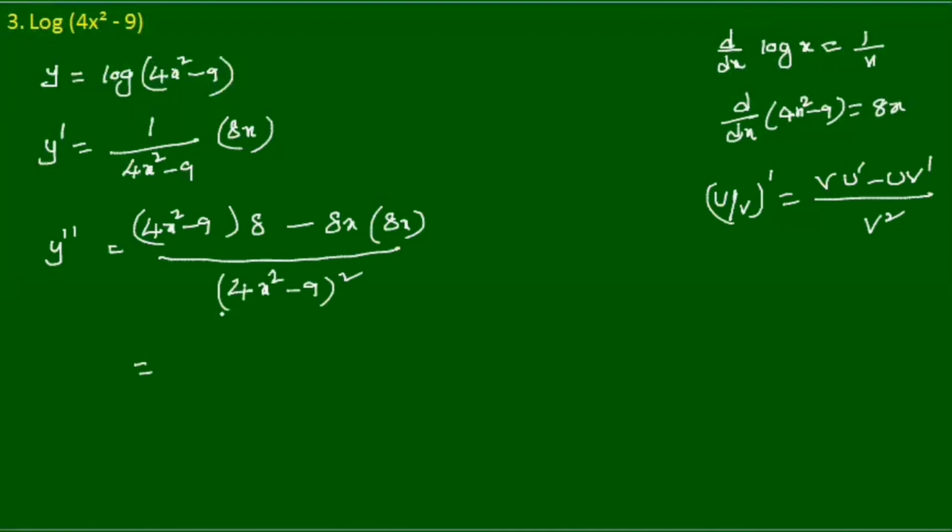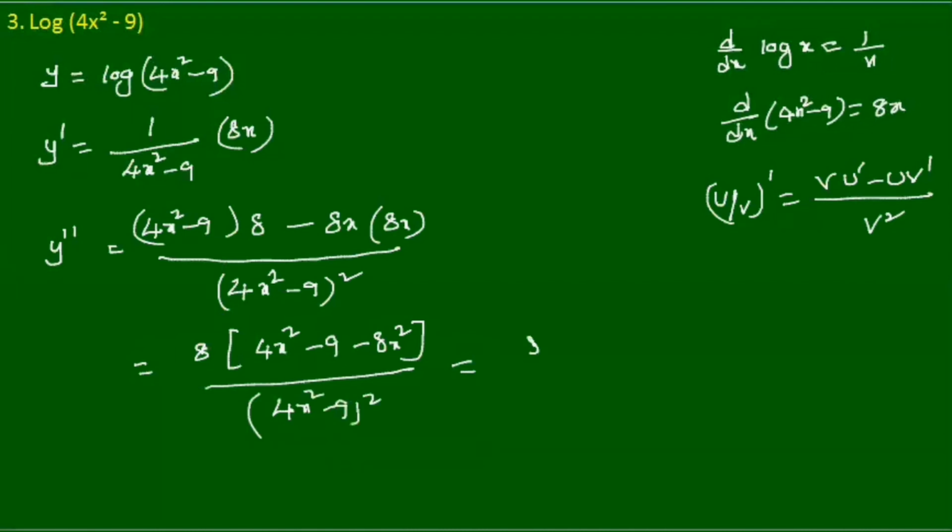So simplify y double dash. Take 8 common from the first two terms: 8 into 4x square minus 9 minus x into 8x, which is 8x square, by 4x square minus 9 whole square. 4x square minus 8x square is minus 4x square. Take minus 8 common: minus 8 into 4x square minus 9, so plus 9 by 4x square minus 9 whole square. That is the second order derivative of log of 4x square minus 9. So next problem, the fourth one, a trigonometric equation.